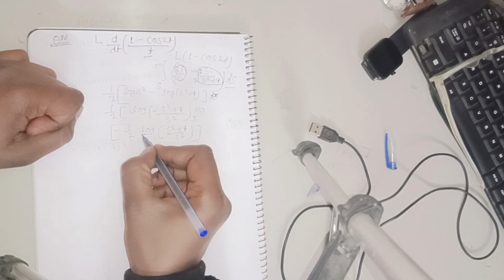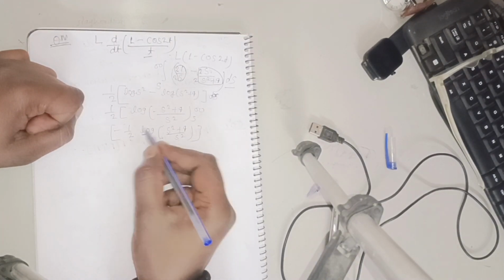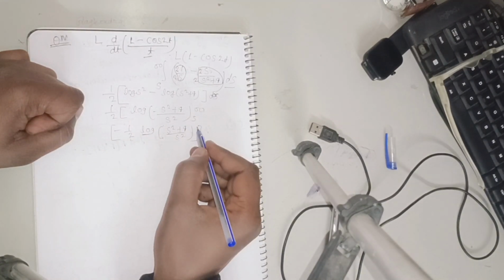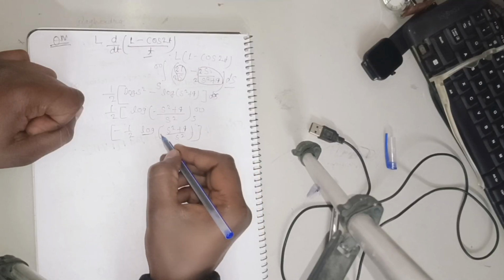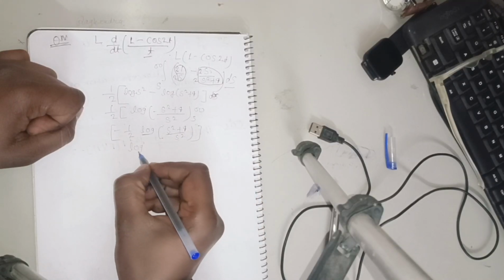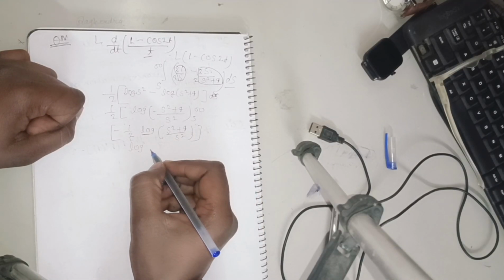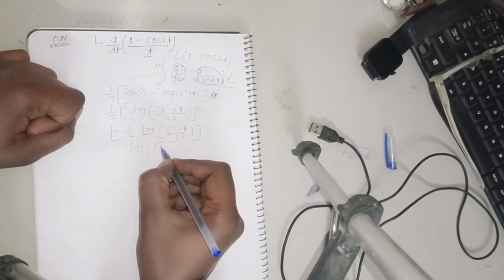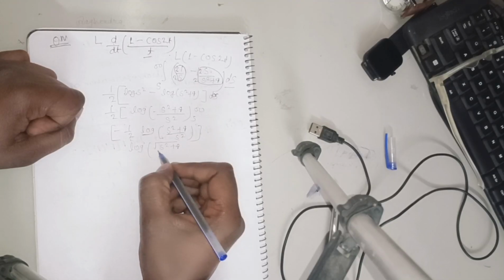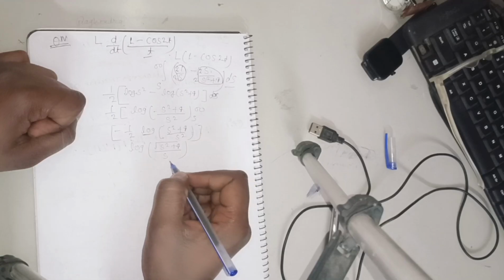As you can see here, this is log, right? So if this 2 goes to the upper side, then it will be 1 upon 2. So I can also say root, right? So I can also write log of root of s square plus 4, upon s. I hope you have understood whatever I said.